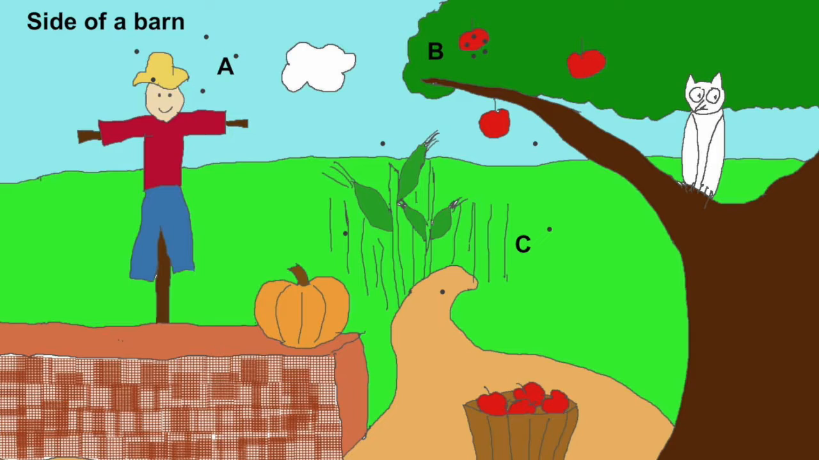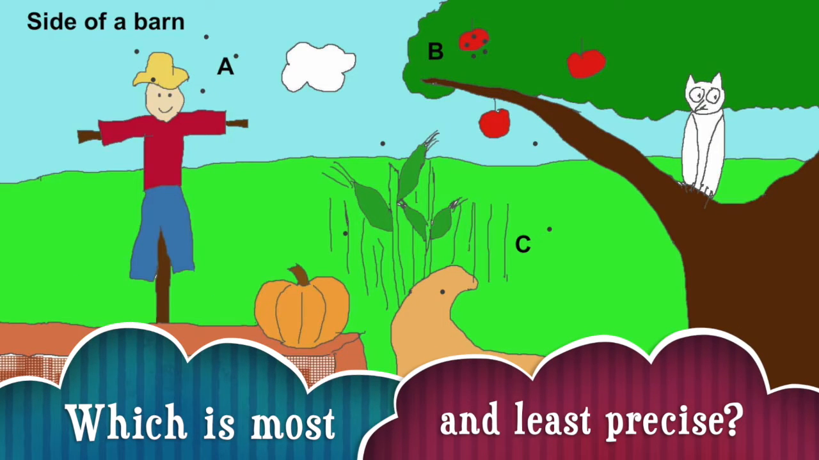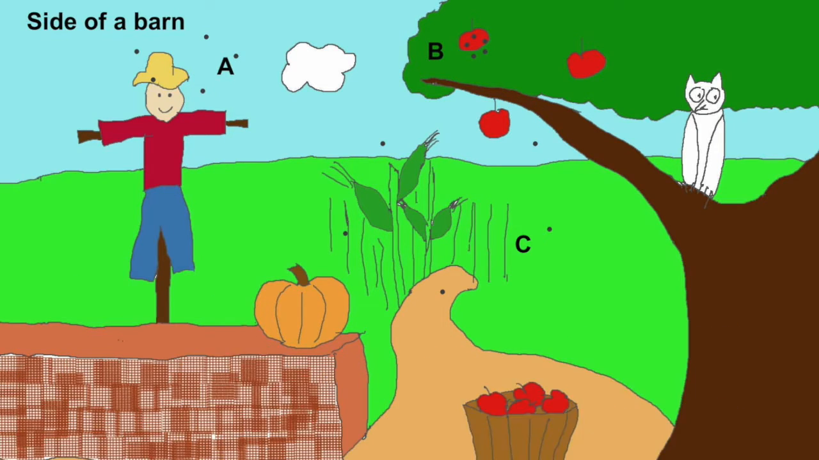Now the thing about precision is that you do not have to know what each person was aiming for in order to tell which one is more precise. A precise measurement is one that is close to other measurements of the same thing. If you measure something several times and the measurements are close to each other, you have precise measurements.